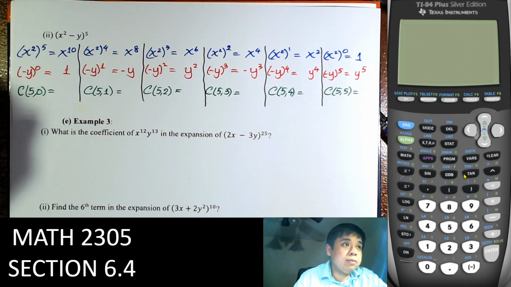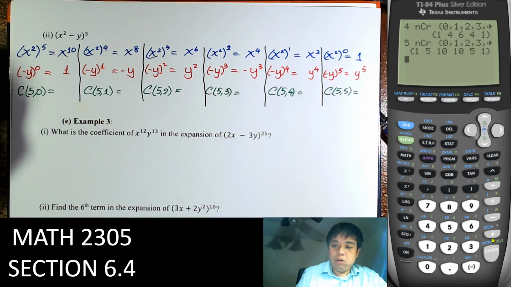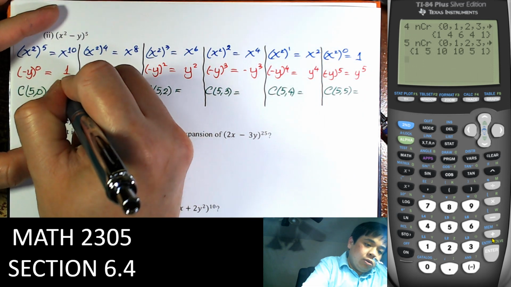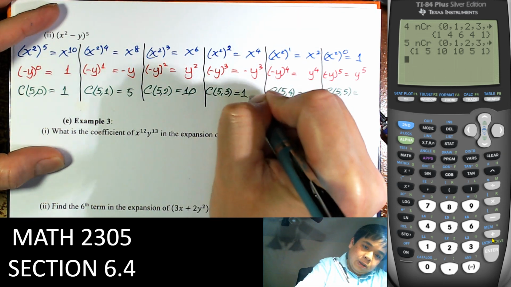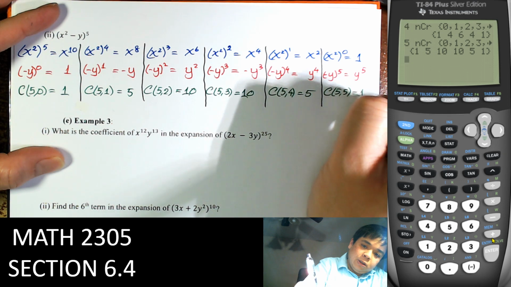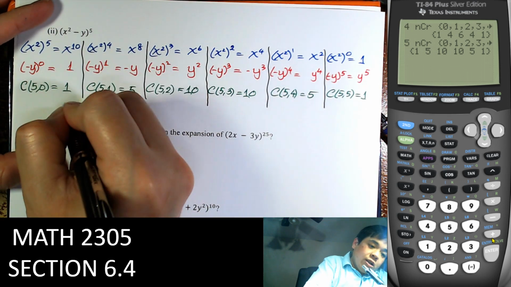Right. So 5, math, probability, combination. Right. 0, 1, 2, 3, 4, 5. Right. And then we just multiply by columns.